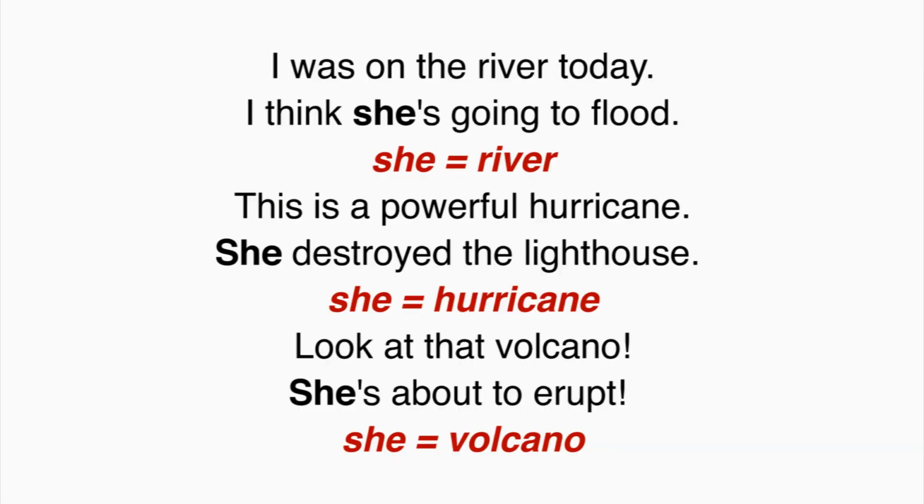Although it's not very common, she can also be used for acts of nature, like extreme weather events, storms, and geological events. For example, I was on the river today. I think she's going to flood. She refers to the river. This is a powerful hurricane. She destroyed the lighthouse. She refers to the hurricane. Look at that volcano. She's about to erupt. She refers to the volcano.